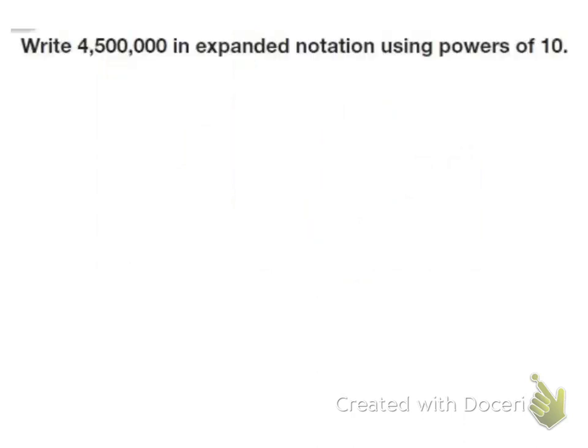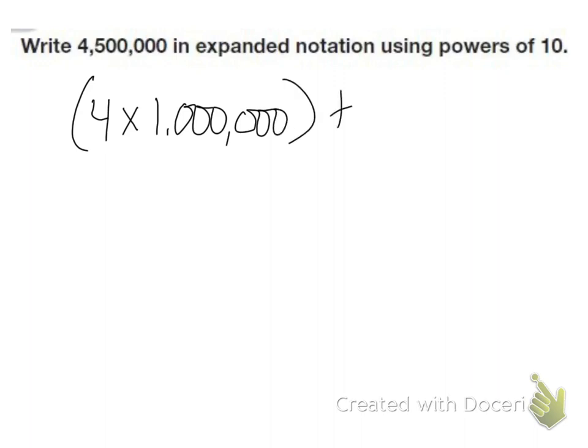So if I wanted to write a number in expanded notation using the powers of 10, it would look like this. So we have 4,500,000. So normally we would write 4 times 1 million plus 5 times 100,000.